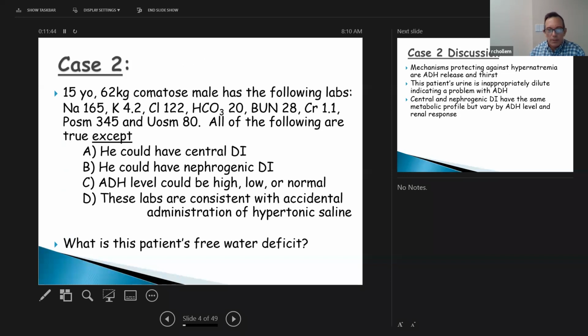He could have central DI. He could have nephrogenic DI. The ADH level can be high, low, or normal. These labs are consistent with hypertonic saline administration. What do you think? What's the mismatch in this one?